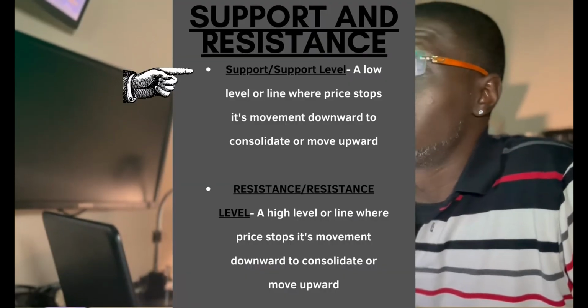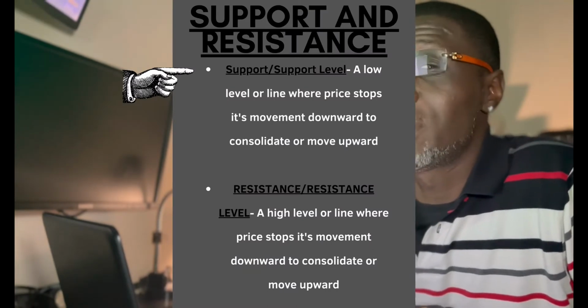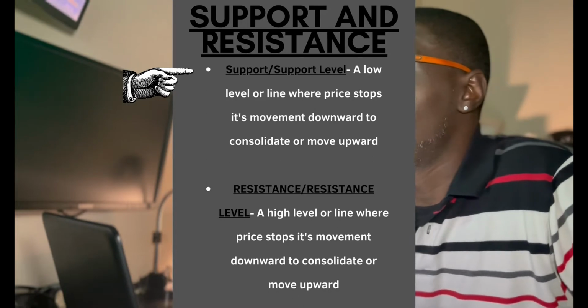Today we're also going to get into support and resistance. And I'm going to show you this on the chart here in a second, but first let's take a look at it. Support, and or support level, is a low level or line where price stops its movement downward to consolidate or move upward. So your support level, family, is basically like your floor. Where does price stop? An important thing to note as well, when you're finding support or resistance, when you see it become a floor the first time, you always want to look left and see if it has touched that floor any other times in history.